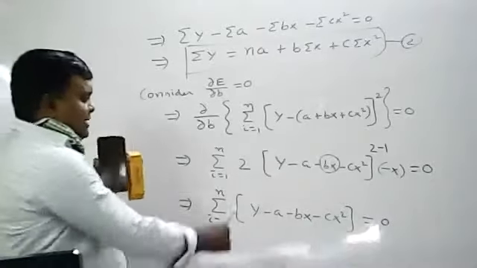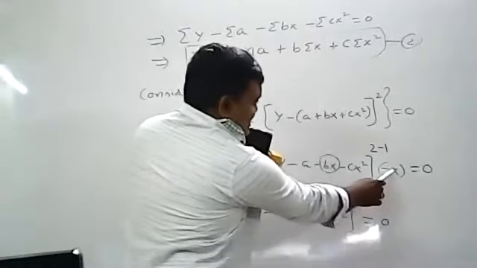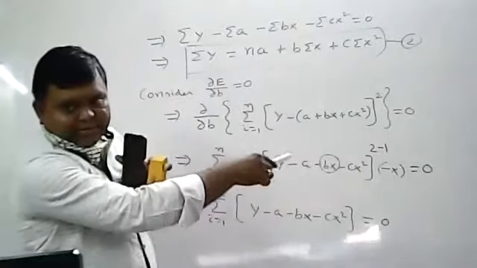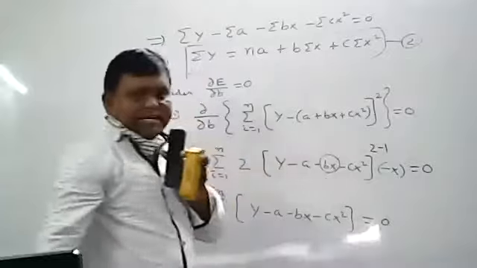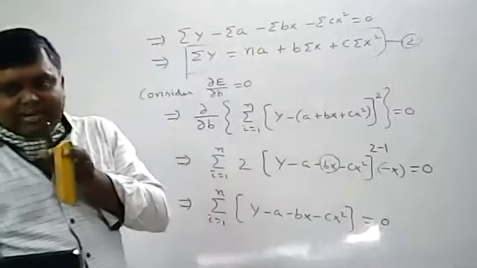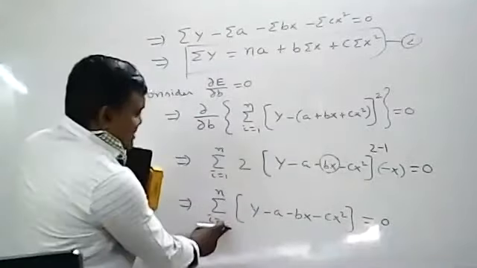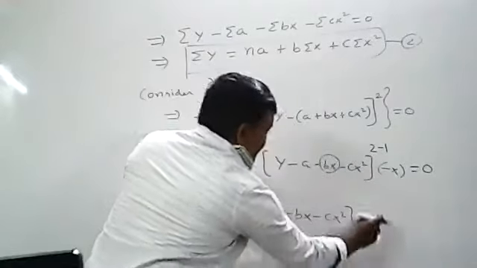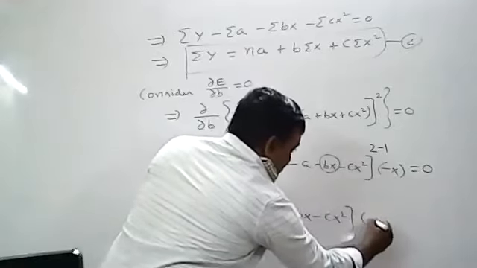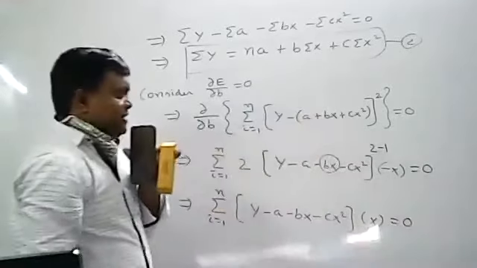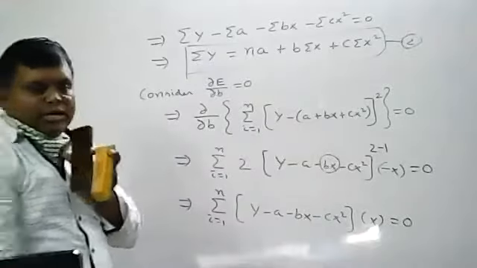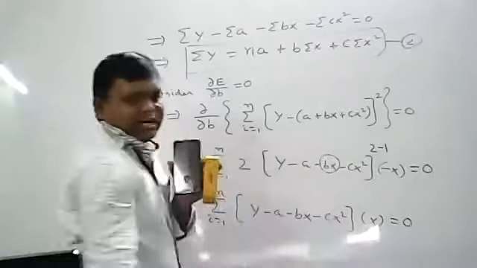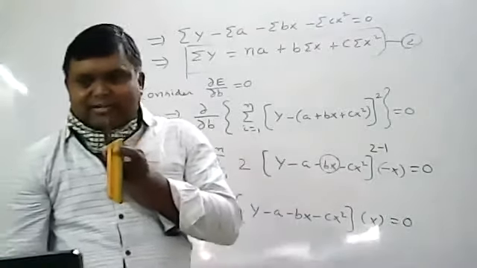Now again 2 into this minus 1. Minus x can be written as x into minus 1. So 2 into minus 1, minus 2, same as we did yesterday. Send that minus 2 to that side and automatically we will get 0. So what is the remaining term? Summation i equal to 1 to n, y minus a minus bx minus cx square into, now you will get only x here, not minus x, because you have sent that minus to that side. Now multiply these terms and separate the y terms as well as the x terms.